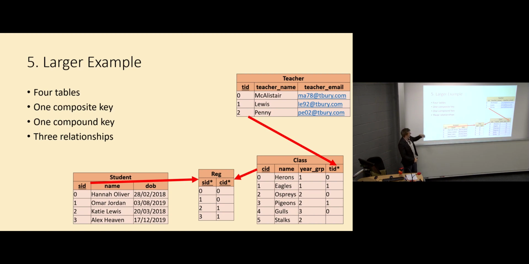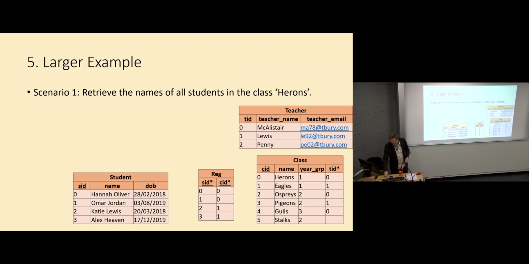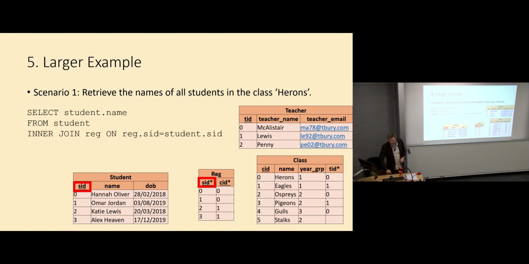So there's 3 relationships here. And let's have a look at how we can retrieve some names of students in the class herons. So, simple one to start with. Select student.name from student. What do you think the first line of this is coming up? So we're selecting the student name from student. Great, so we're going to get a list of names. What's the next line? It could be where. Join, yeah, good. So we got in a join, yeah?